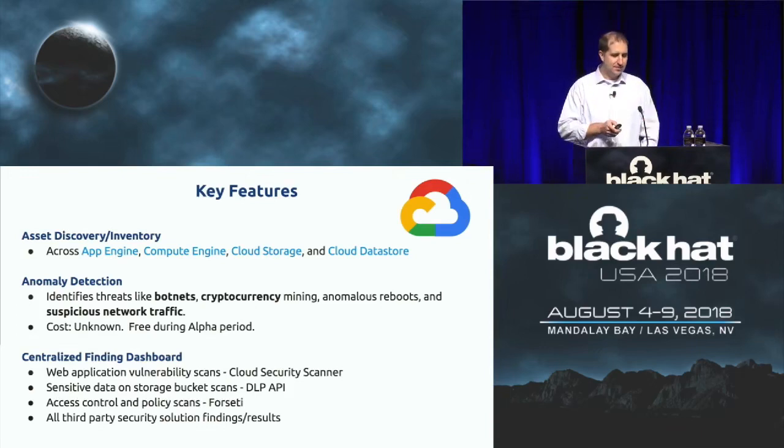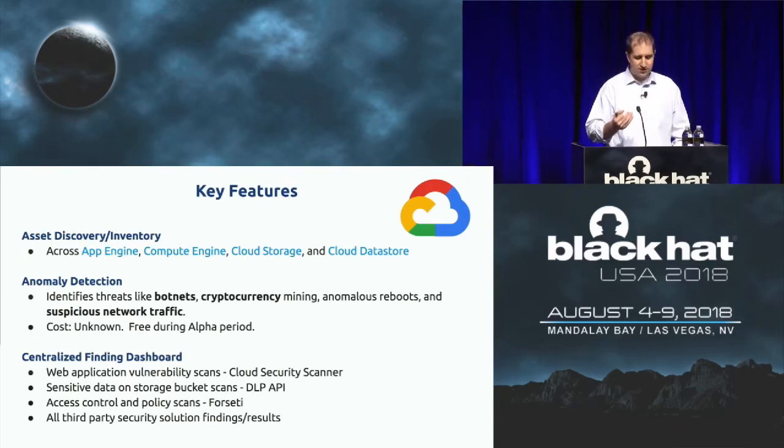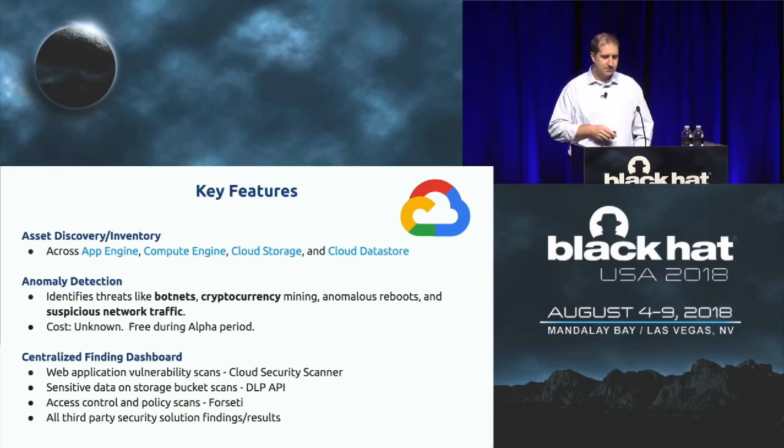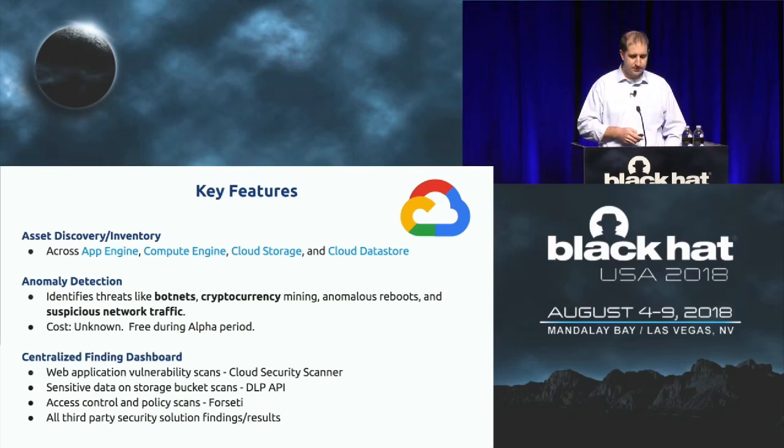Now, they talk about anomaly detection of finding botnets and cryptocurrency and suspicious network traffic, but there's not a lot of information on this. And right now the cost is unknown because it's in the alpha period. I don't know what it's going to be based on. My presumption is it's going to be based on amount of traffic that they have to parse for you.